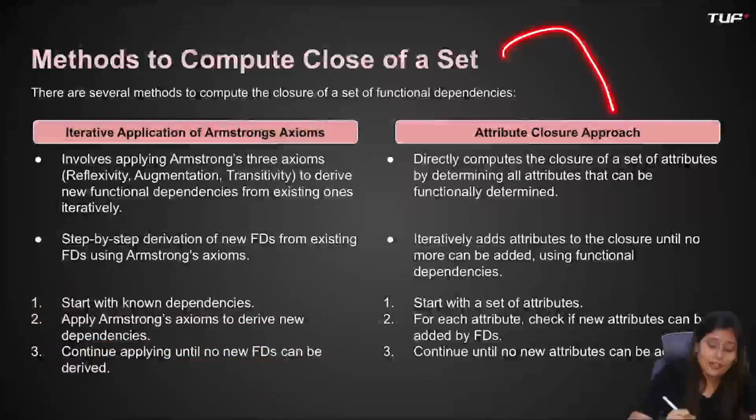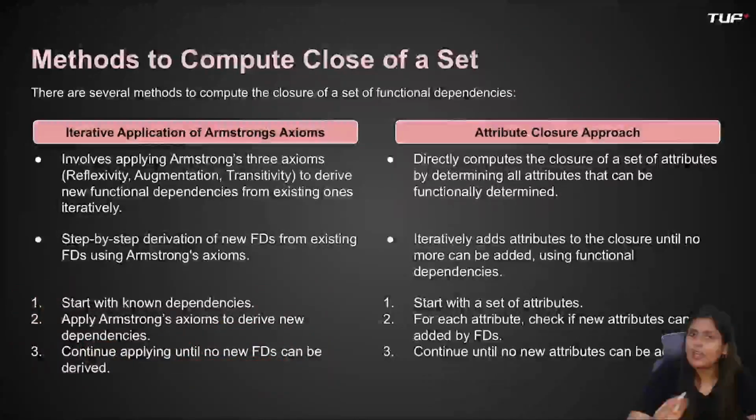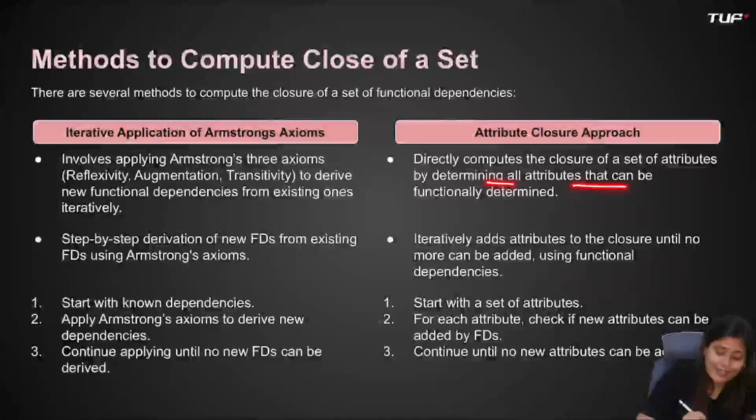Another method is the attribute closure approach. In this, we are not going to apply any kind of inference rule or Armstrong's axioms. What we can do is directly compute the closure of a set of attributes by determining all attributes that can be functionally determined. So how do we basically do this?